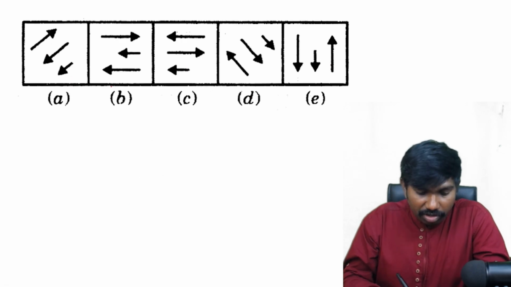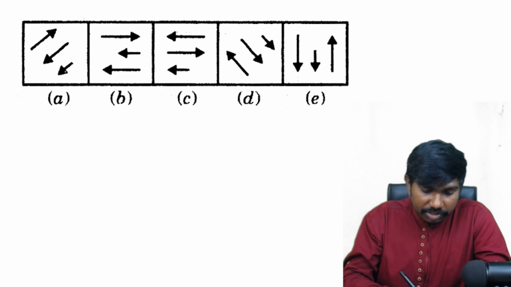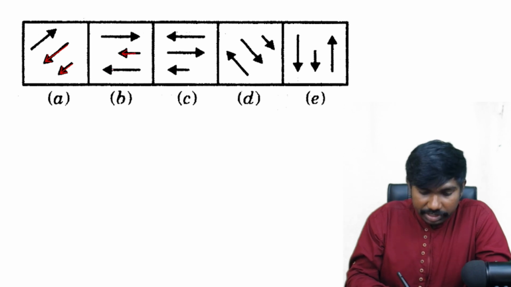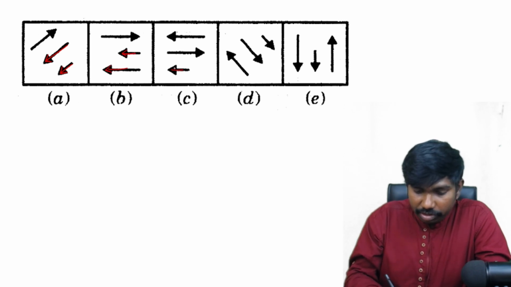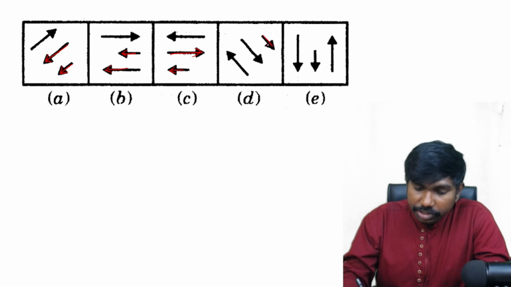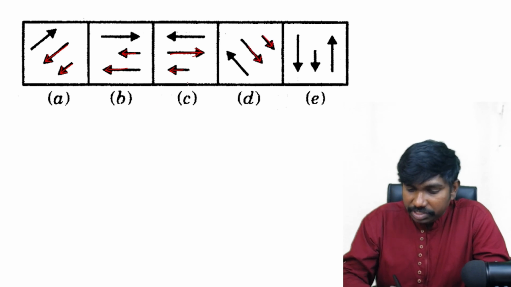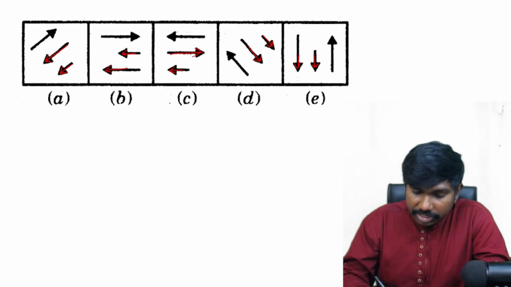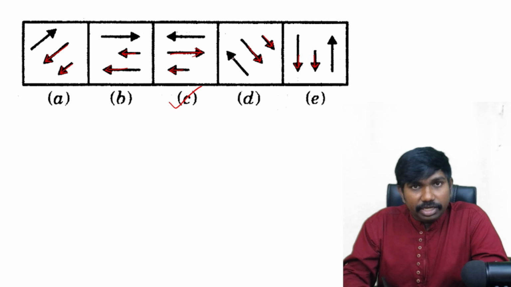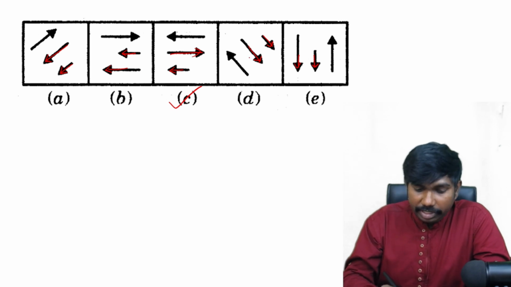Next one. Two longer arrows and one shorter arrow. Let us observe the small arrow. The small arrow is adjacent to a long arrow of the same direction. Shorter arrow adjacent to long arrow of same direction. Shorter arrow is adjacent to long arrow of the opposite direction. Shorter arrow and its adjacent arrow same direction. Shorter arrow and its adjacent arrow same direction. So the answer is option C. The shorter arrow is adjacent to the longer arrow of the same direction except in C.